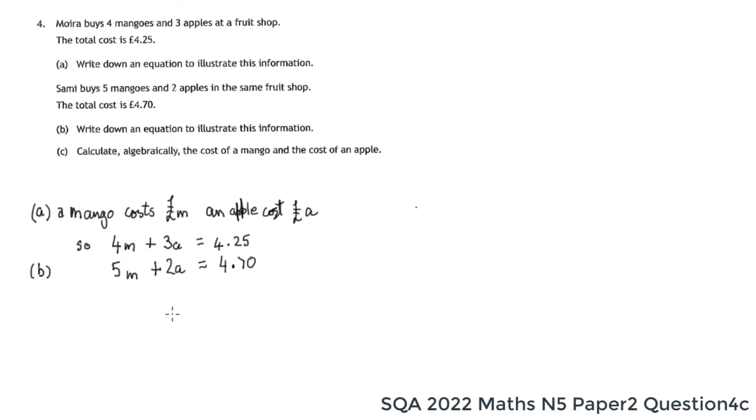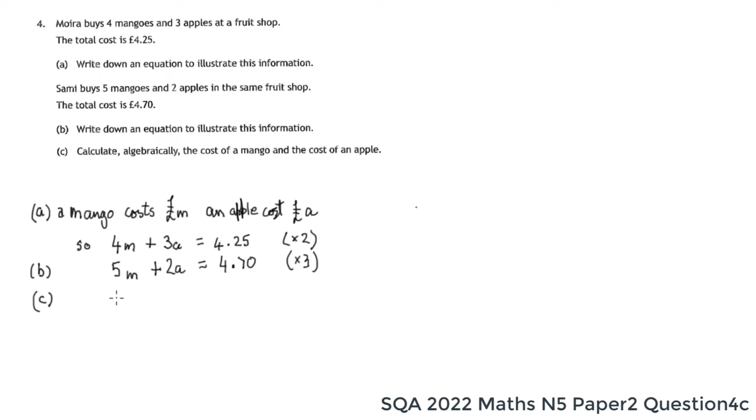Now, moving on to part C, it asks us to calculate algebraically the cost of a mango and the cost of an apple. Now, you'll recognise this as being a system of simultaneous equations, and to solve these, we usually attempt to get the same number of M's or the same number of A's. In this case, I think let's concentrate on the A's. If we were to double everything in the first equation, we'd end up with a 6A there. If we were to treble everything in the second equation, we'd end up with a 6A there, and life would be more interesting, would it not? So part C, let's move on with this.